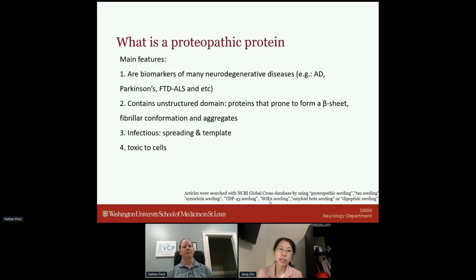They are recognized as biomarkers in many neurodegenerative diseases in the brain, and those proteins always contain unstructured domains, and they are prone to aggregate, like TDP43. And we think those proteins are infectious. They can spread from one region to another, and take place and cause new aggregates to form. This process we call the seeding activity, or the seeding process. And generally speaking, those proteins are toxic to cells.